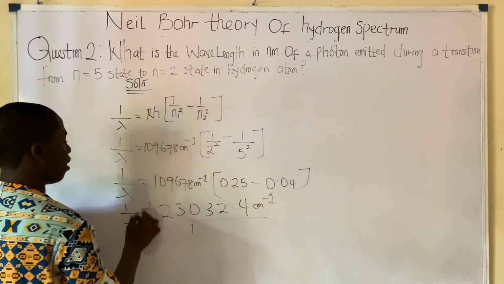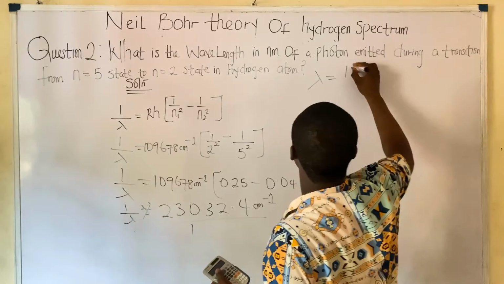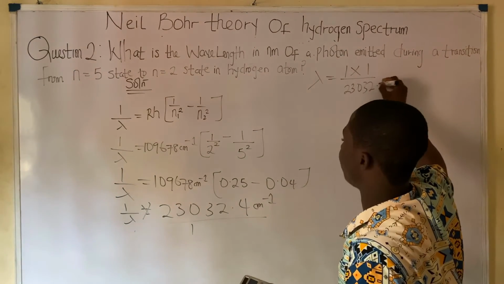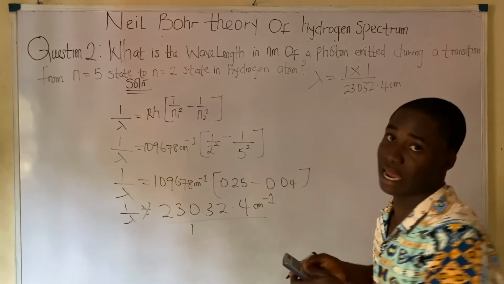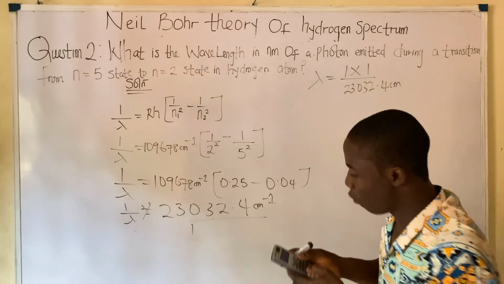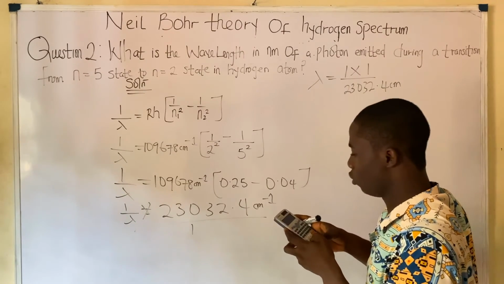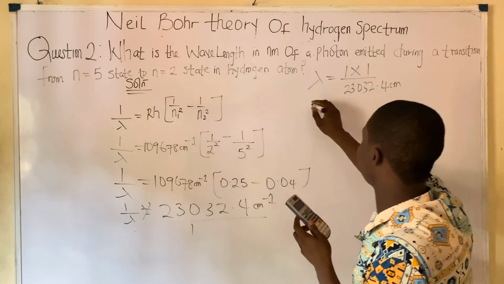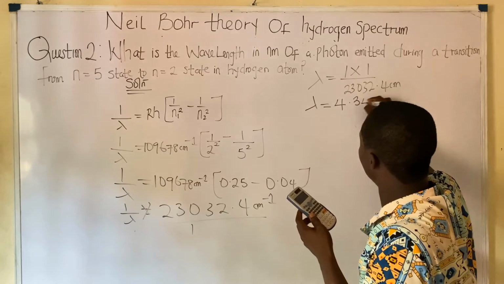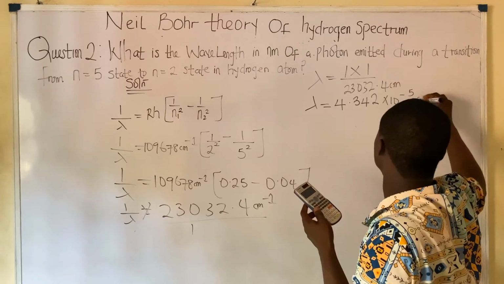We will now look for our wavelength. To be specific, that's 1 times 1 over 23032.4 cm now, because the value is now down. So we have 1 over the answer 23032.4, that is wavelength will be equal to 4.342 times 10 to the power minus 5 cm.